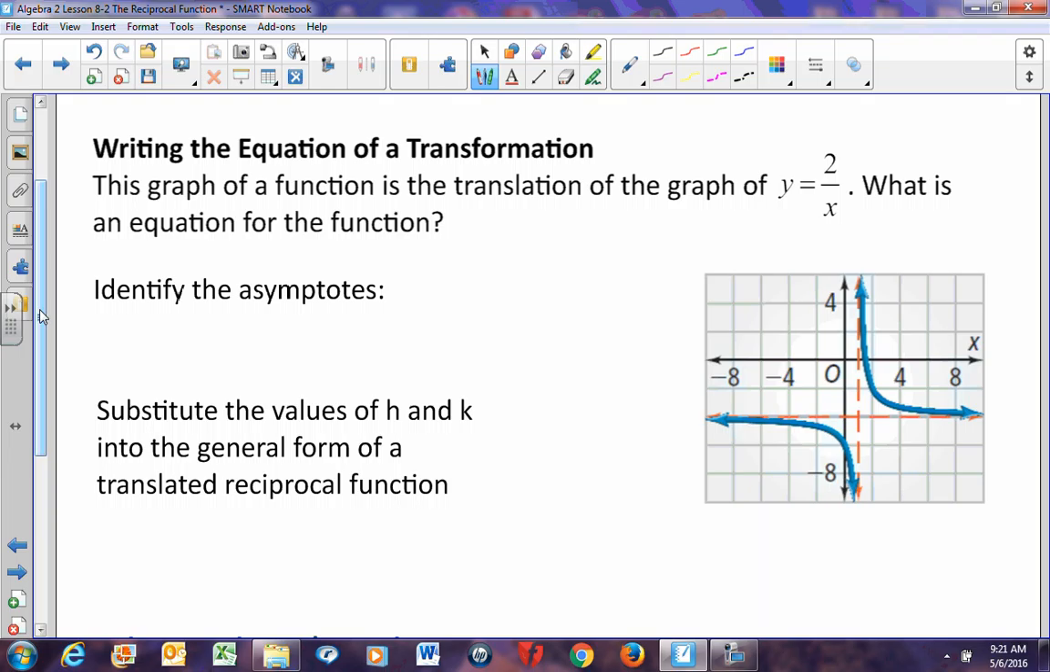Notice they didn't label it. We need to label it. They need to know, what is this graph? So we're going to label this. So the first thing we're going to do is we're going to identify our asymptotes. Okay? So we're going to figure out what our h and k is.